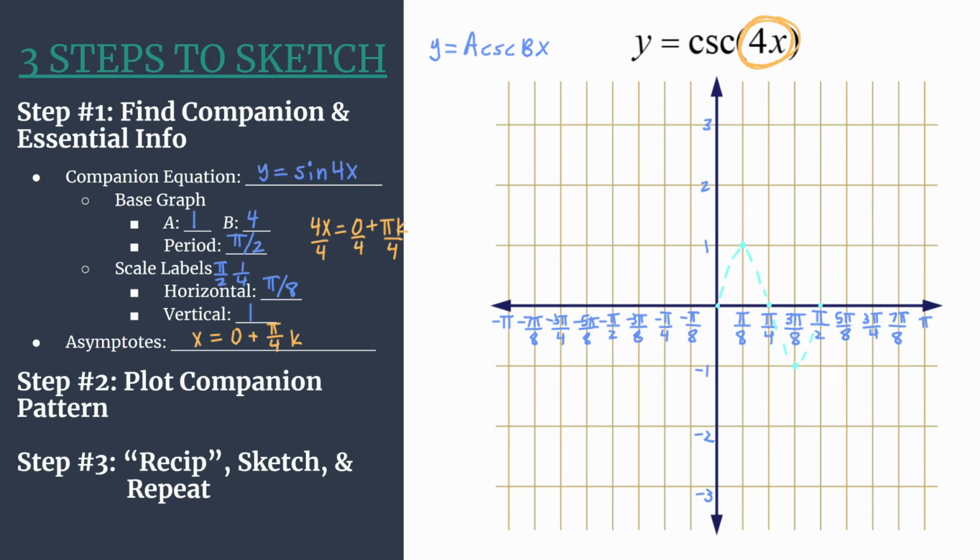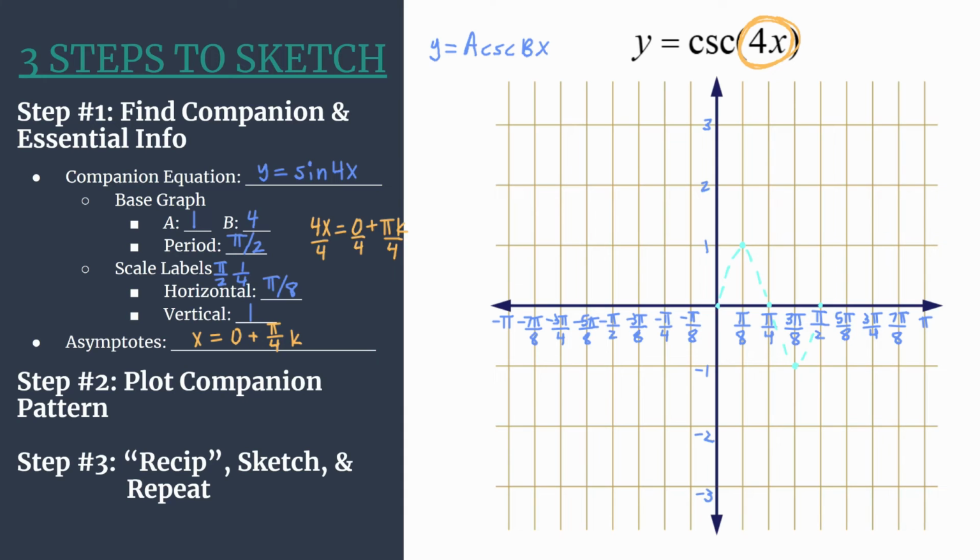Now that we have this companion graph, we're ready to move to the fun part, step 3, where we reciprocate, sketch, and repeat. Once you've done a few cosecant graphs, you'll just know what this graph should look like, but we will go through and just choose a couple of special values to talk about the reciprocals, and we will take those and plot those points.